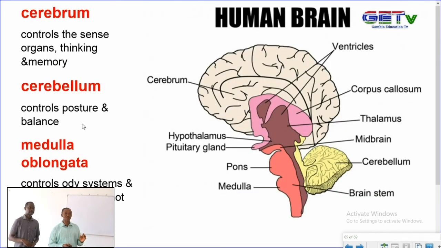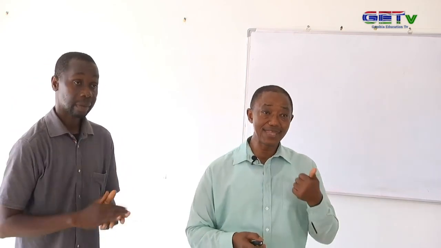Like we said, it is made up of the brain and the spinal cord. We looked at the brain earlier on, and these are the important areas we should try to learn. The cerebrum controls the sense organs: your sight, your hearing, your smell, your taste. These are all controlled by the cerebrum. It is also involved in thinking and memory.